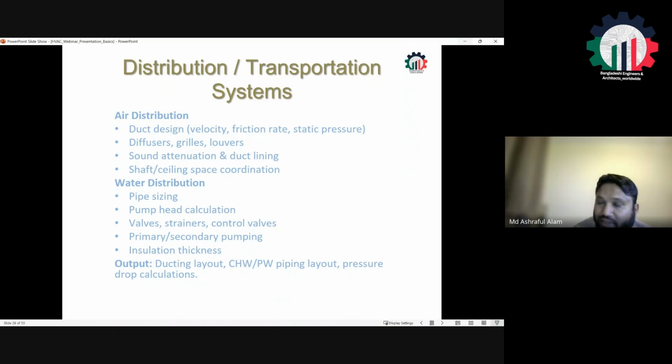Here is the acoustical thing. If we just leave the equipment running without any acoustic treatment and supply the air through the grills or diffusers, what will happen? The equipment noise or the air noise will always be coming to the space.